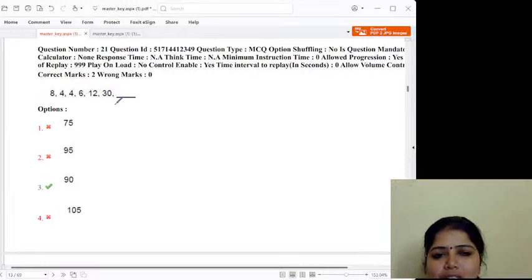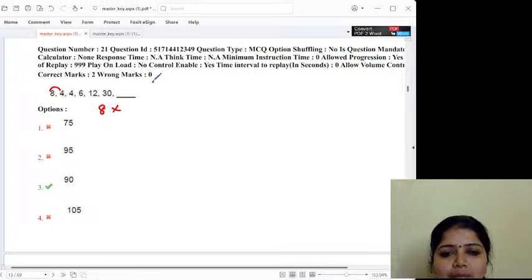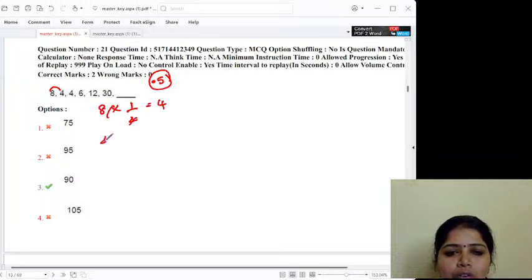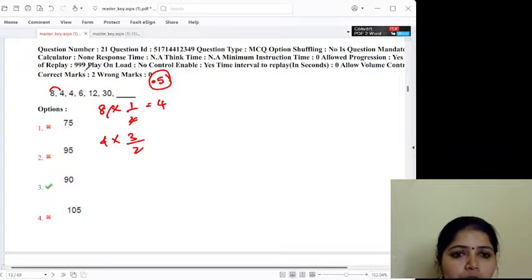8, 4, 4, 16, 12, 30, 90 is right. For those who have not known how to do it, I'll just redo it. Those who are preparing, see the difference. Every number is being multiplied by a factor that increases by 0.5, so the first factor is 0.5 times 4, which equals 2.